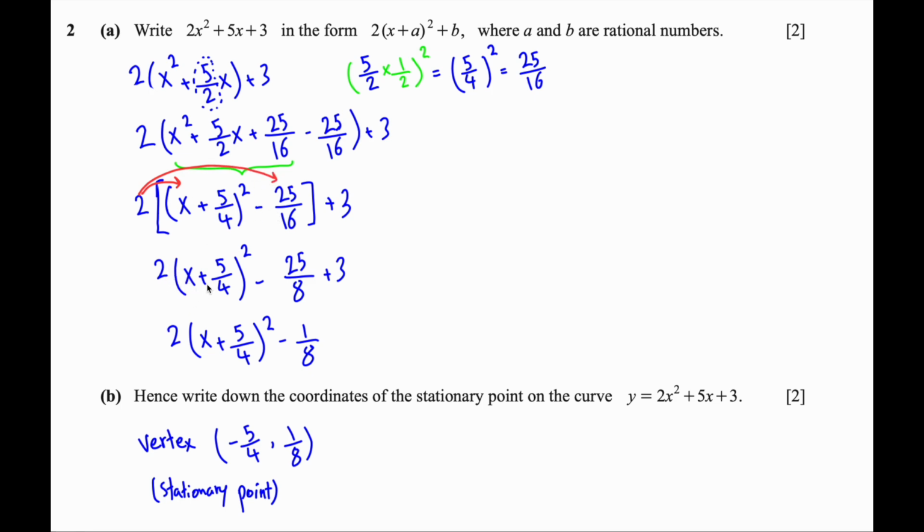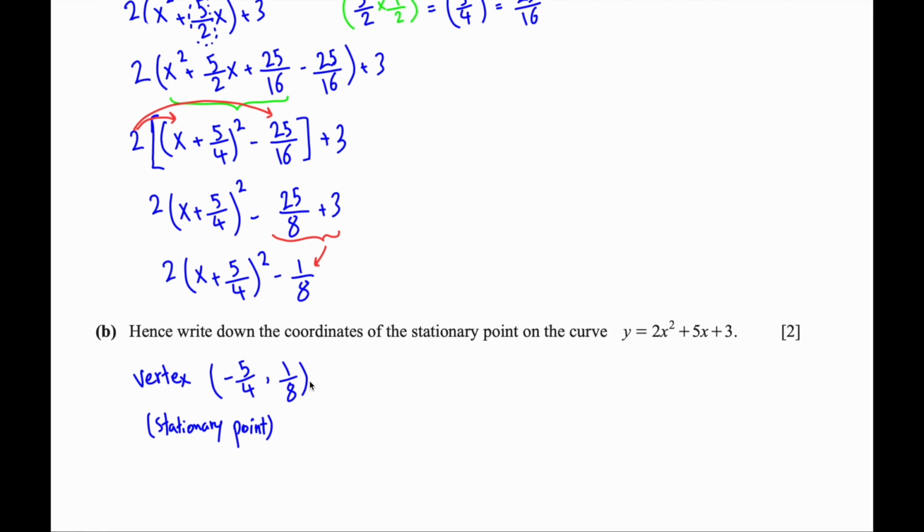So I'm going to multiply 2 back into each of the terms I've got here. So I get 2 times (x plus 5 over 4) squared. And then you combine these two, and it's going to give you the value for b, our constant. And then a, in this case, is 5 over 4.